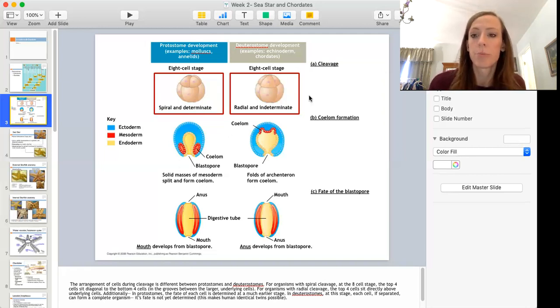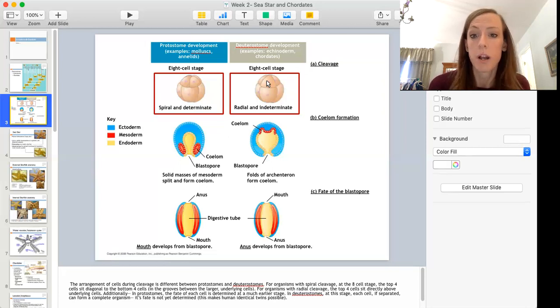Versus in deuterostomes, this is different. The cells' fates are not determined as early. So at this point, if you removed one of these cells, it actually might have the potential to develop into an entire organism. Its future is not yet determined, and it has the capacity to differentiate still and become different parts of the organism.